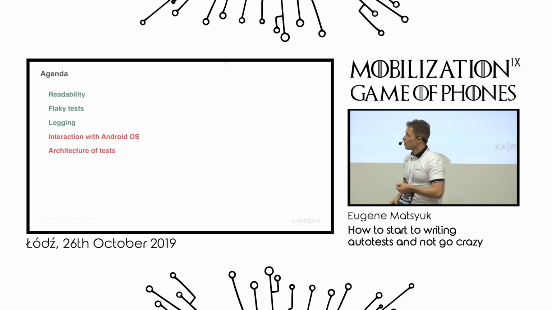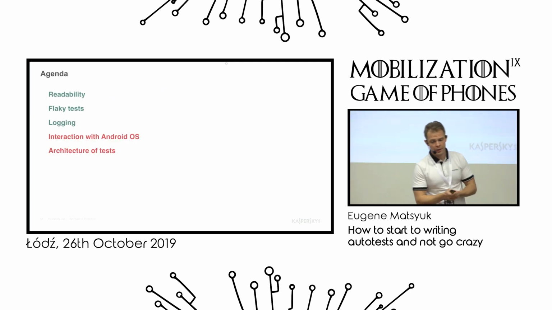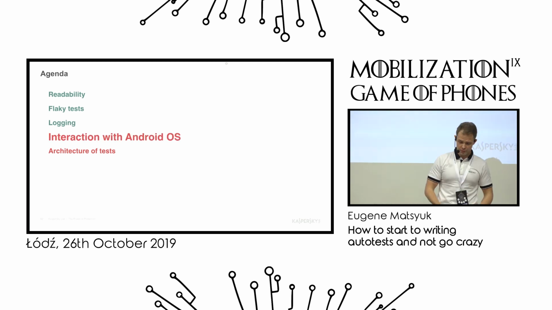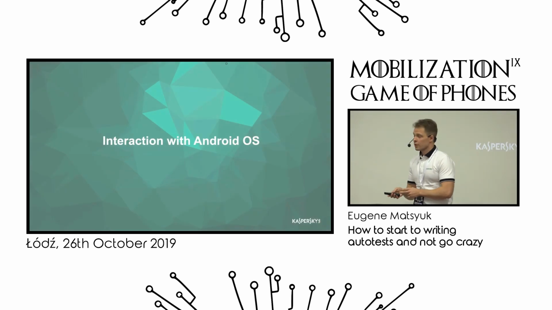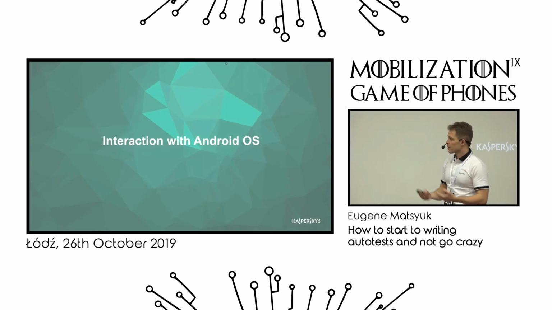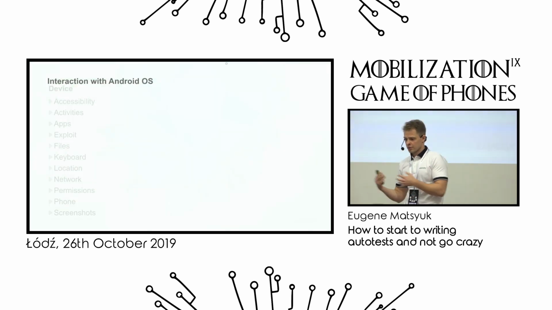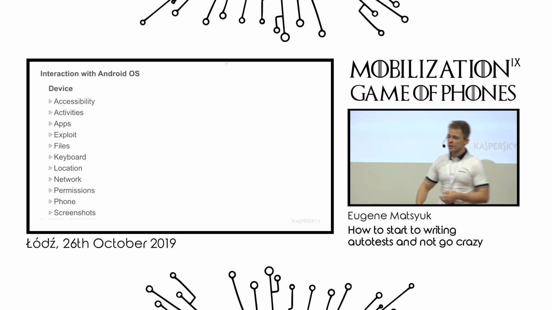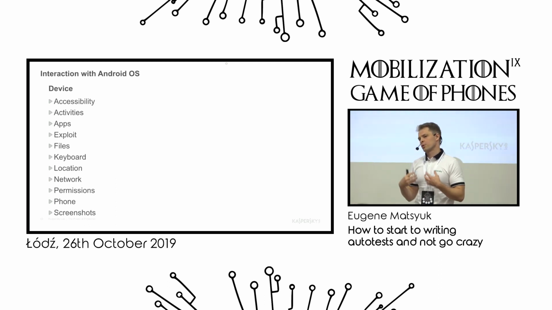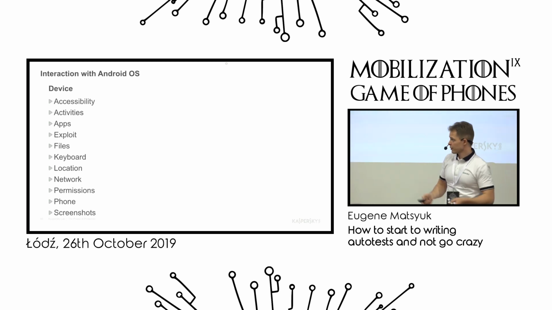Great. So we've done it with flakiness and with logging, and now our other big area for creativity is the interaction with Android OS. As you know, Espresso doesn't provide any convenient tool. That's why we have created our special device class that provides a set of interfaces, and these interfaces give you the opportunity to interact with Android OS very comfortably.